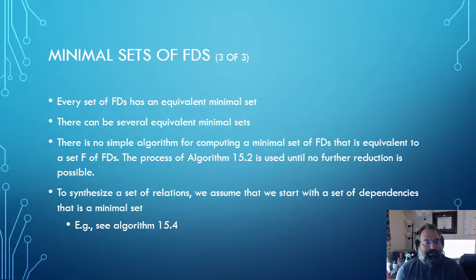Minimal sets of FDs. Every set of FDs has an equivalent minimal set. There can be several equivalent minimal sets. There is no simple algorithm for computing a minimal set of FDs that is equivalent to a set F of FDs. The process of algorithm 15.2 is used until no further reduction is possible. To synthesize a set of relations, we assume that we start with a set of dependencies that is a minimal set.